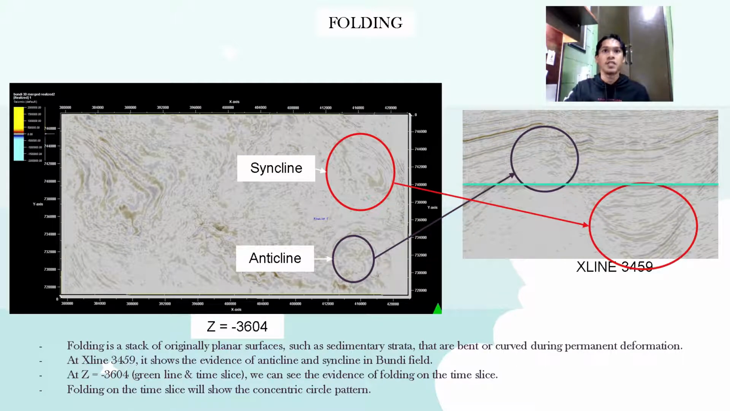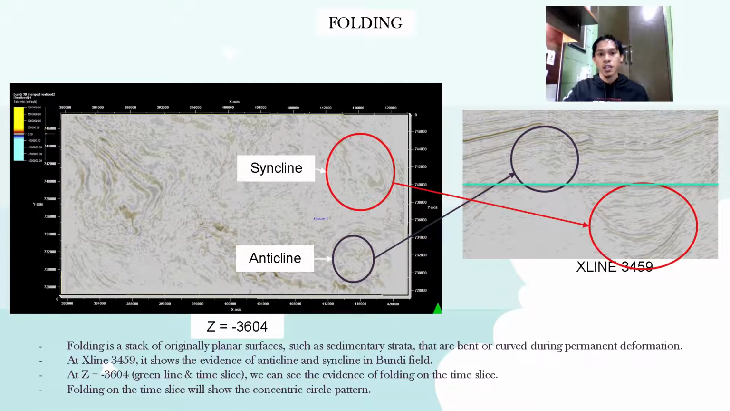Next, the structure is the folding. A fold is a type of originally planar surface, such as sedimentary strata, that is bent or curved during permanent deformation. An anticline is a type of fold that is an arc-like shape and has the oldest beds at its core. Then the syncline is the inverse of the anticline. At X-line 3455, it shows the evidence of the anticline and syncline in the Bundi field. And at the time slice z equal to negative 3604, we can see the shape of the syncline and anticline.